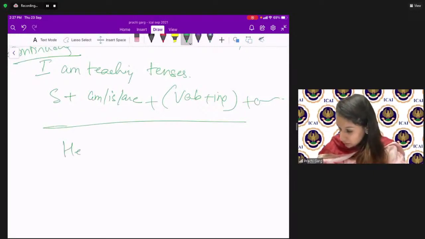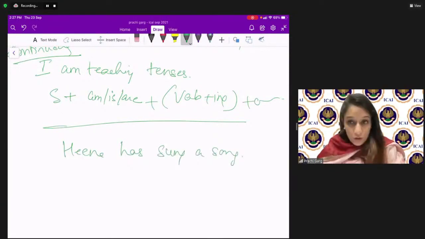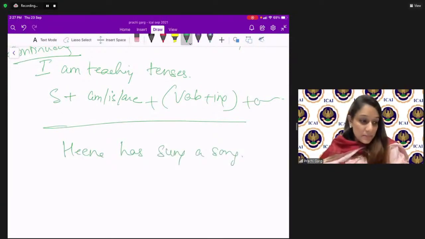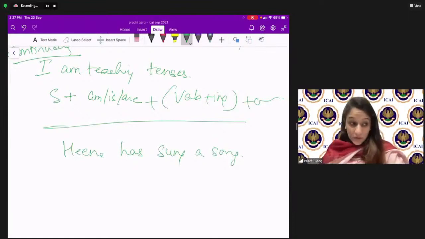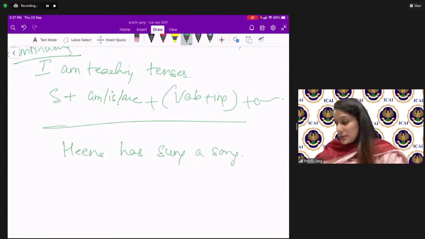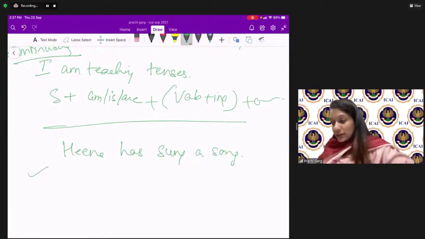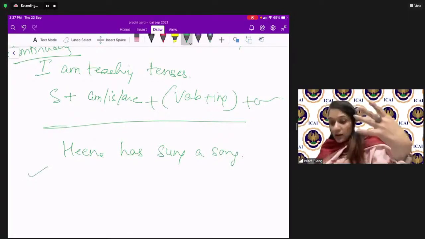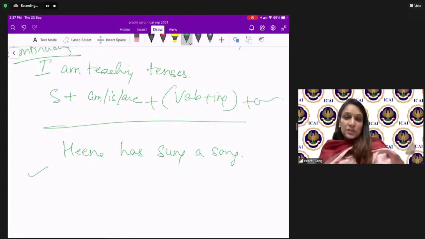Hina has sung a song. Okay, this is the present perfect right now. This actually tells you about the past action which is not defined by the time of occurrence, or to indicate an action which started in past and has continued up till now. So if you look at the sentence, Hina has sung a song, this was an action that started in past and it just finished right now.